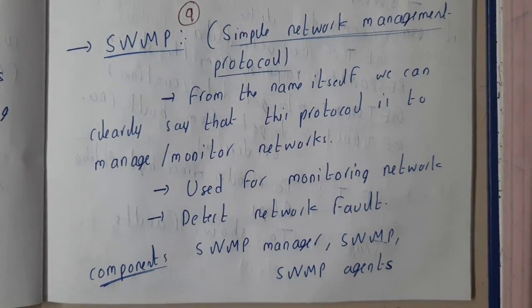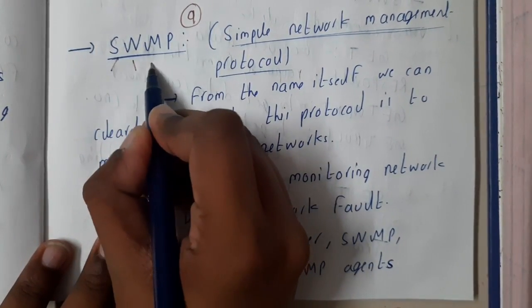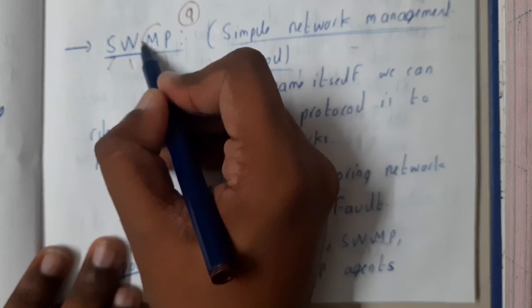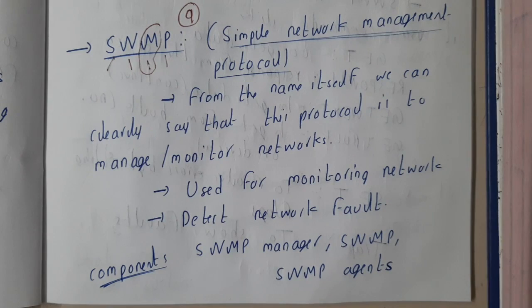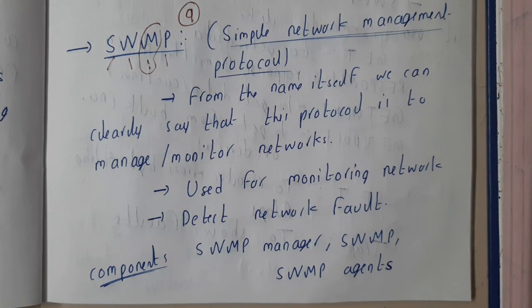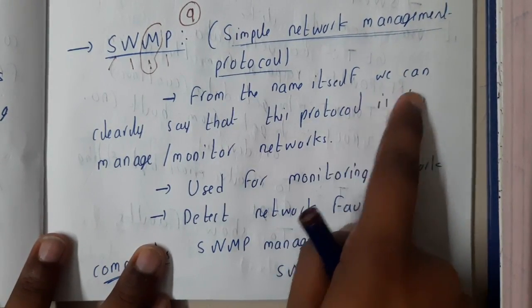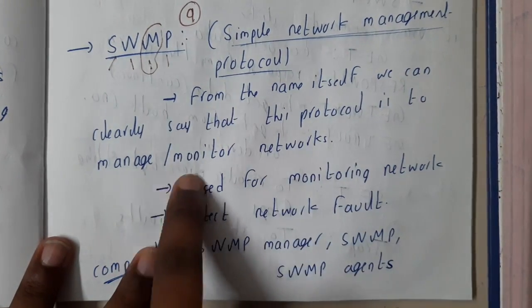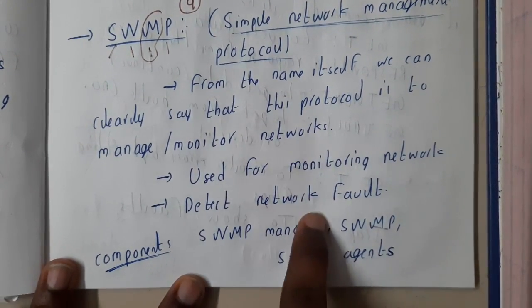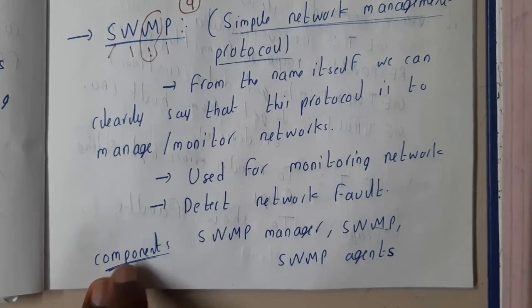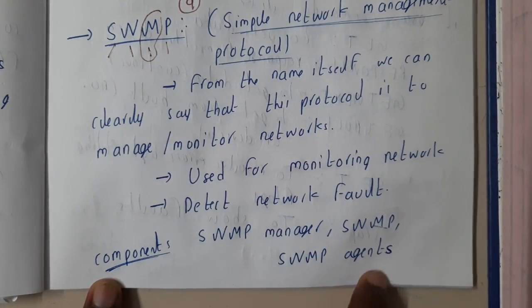In this lecture, let us go through SNMP. It is nothing but the Simple Network Management Protocol. From the word itself you can say it is not a common type of protocol. It is a management protocol, used to manage or monitor multiple things, right? From the name itself, we can clearly say that this protocol is meant for managing or monitoring the network. It is used for monitoring the network and detecting any network failures. The components used here are the SNMP manager, the SNMP agent, and SNMP.